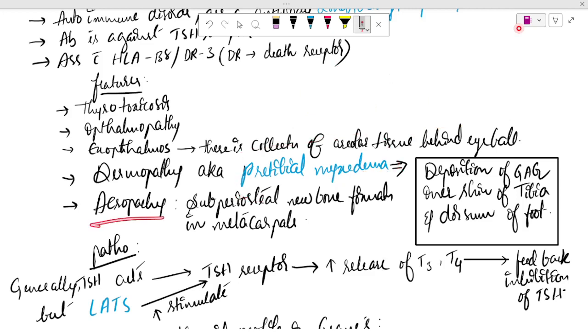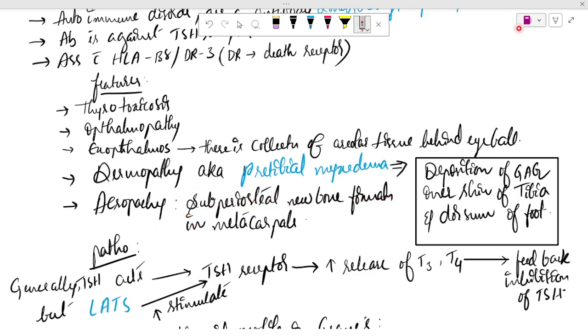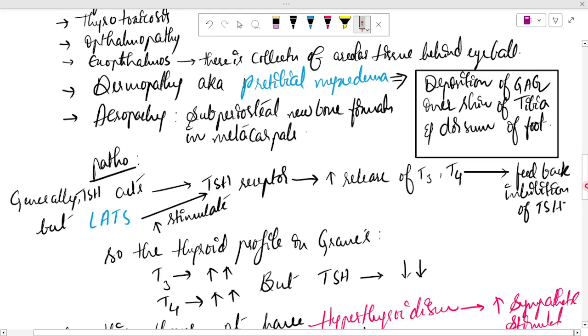And there will be one more condition, that is called acropathy. Acropathy means subperiosteal new bone formation, which is most prominently seen in metacarpals. That is called acropathy, subperiosteal new bone formation. Okay. Now coming to the pathophysiology of Graves' disease.